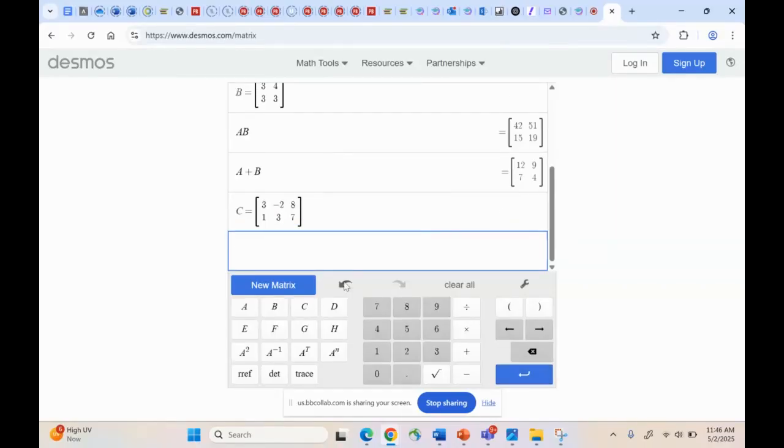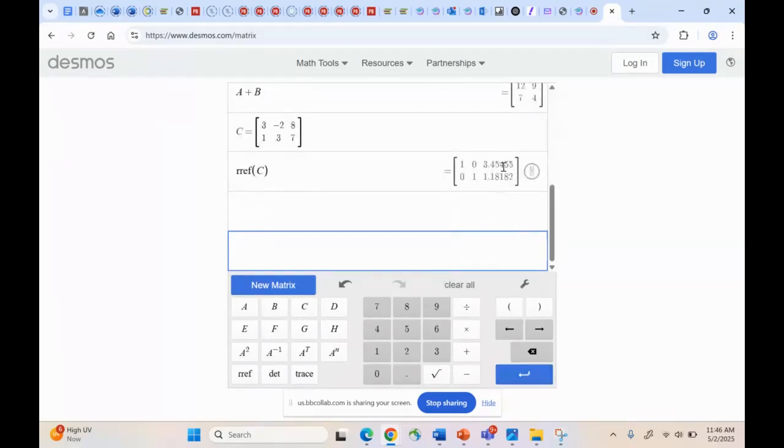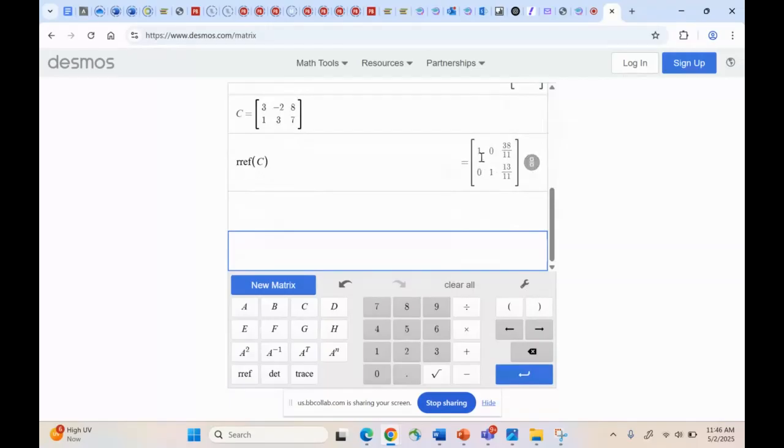We press enter. Now to solve this, you can use RREF, which stands for Reduced Row Echelon Form. We put C, and it'll tell us the answer. In fractions, it looks like this: 1, 0, 38/11, 0, 1, 13/11. But you have to know what this means. This is telling us that x is equal to 38 over 11, and y is equal to 13 over 11. Decimals can help you to check your answers.